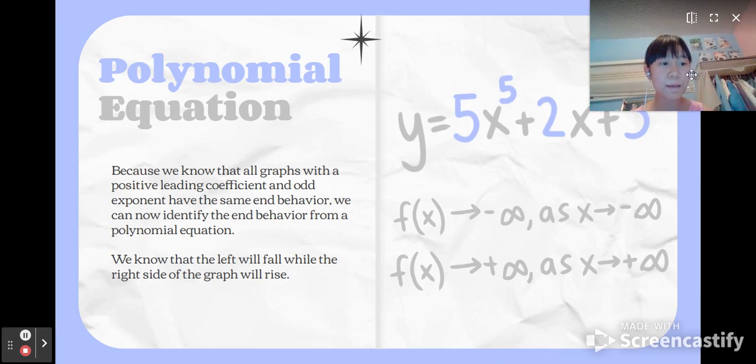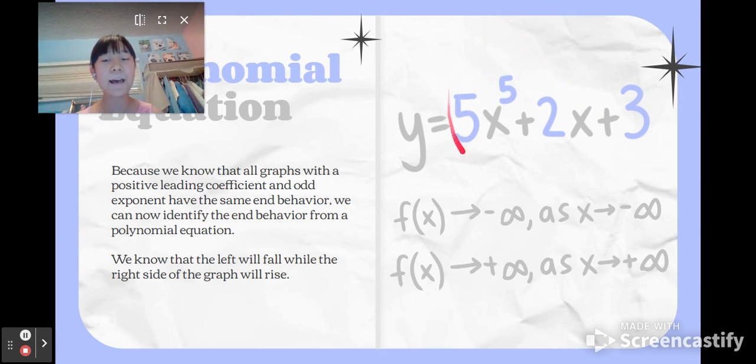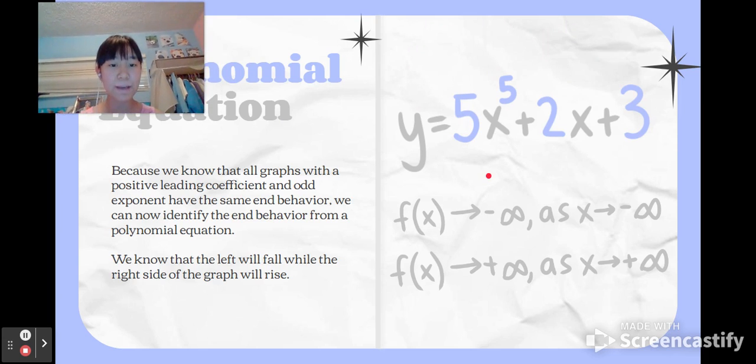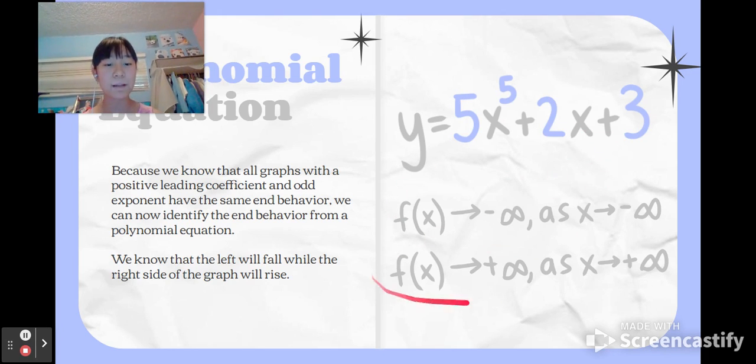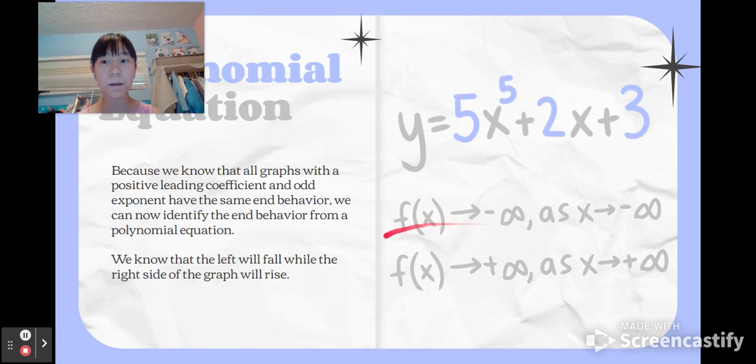So this polynomial example right here that I have is y equals 5x to the fifth plus 2x plus 3. And we can first see that a is greater than 0 and the exponent is odd. So we know for sure that it has this end behavior, and we can already visualize the graph without needing to know what's happening in the middle. We already know that the left side will be falling down and leads to negative infinity. The y will be leaning to negative infinity, as said right here, as the x also leads to negative infinity, and on the right side of the graph, we know the right side will be rising, which means that f of x will be going upwards to positive infinity, and x will also be going upwards to positive infinity.